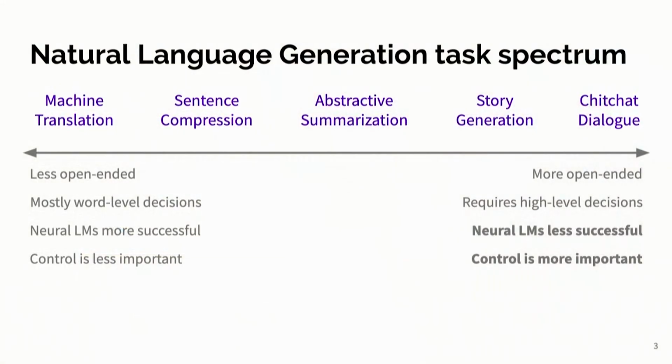I would argue that control is more important for the tasks on the right. When I say control, I mean the ability to specify some kind of desired attributes of the output text at test time. For example, you might want to control in a dialogue agent the kinds of things it talks about, or when it decides to ask questions, or when it decides to change the topic, and so on. Similarly, you can imagine in story generation, you might want to control certain aspects of where the story is going, maybe an overview of the plot.